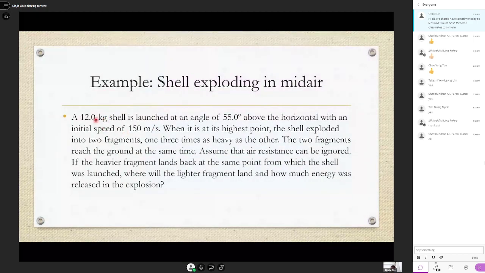Shell exploding in mid-air. A 12 kg shell is launched at an angle of 55 degrees above the horizontal with an initial speed of 150 meters per second. When it is at its highest point, the shell explodes into two fragments, one 3 times as heavy as the other. The two fragments reach the ground at the same time. Assume that air resistance can be ignored. If the heavy fragment lands back at the same point from which the shell was launched, that's the criterion. Where will the lighter fragment land, and how much energy was released in the explosion?